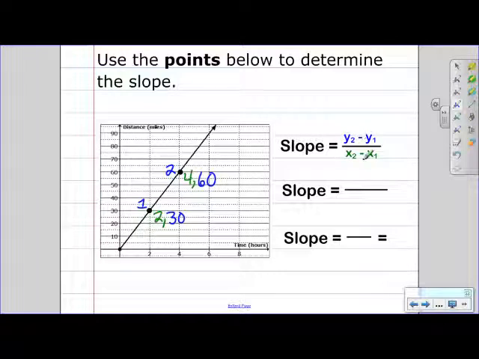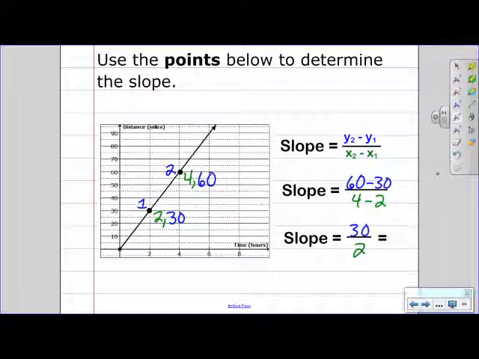So using our equation, it's y2 minus y1. So y2 is 60, y1 is 30. And x2 is 4 and x1 is 2. So if we do the math here, 60 minus 30 is 30, and 4 minus 2 is 2. When we simplify this, 30 divided by 2 is 15. So the slope of this line is 15.